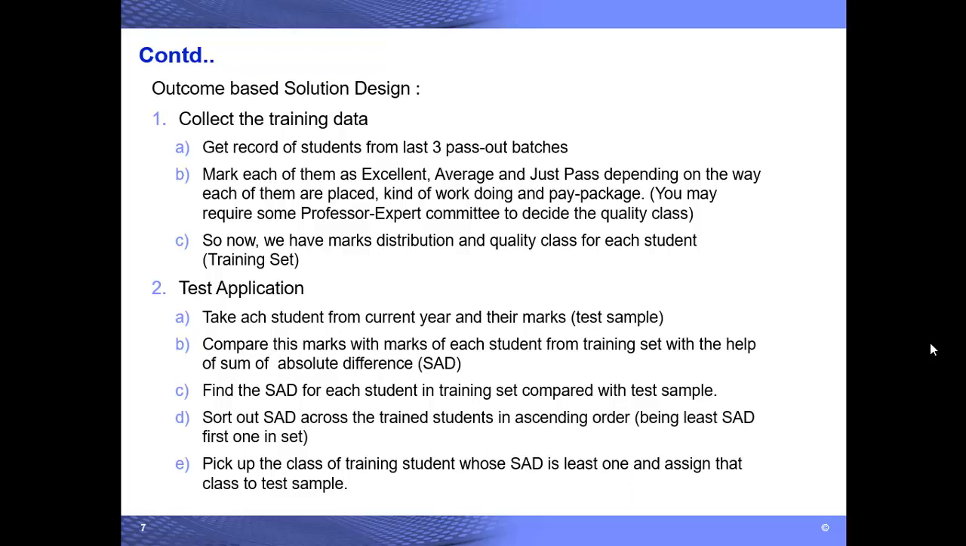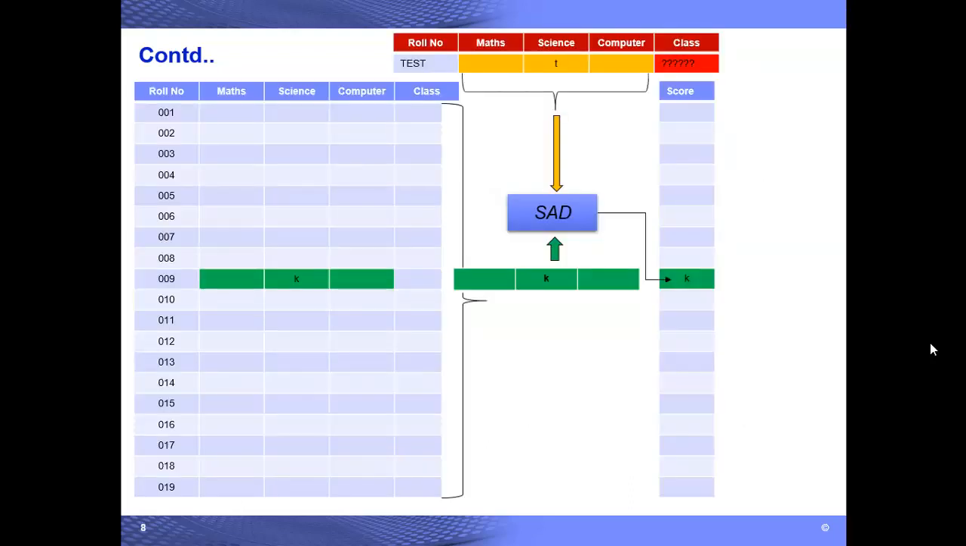Sort the SAD across the training students in ascending order, with the least SAD first in the set. Pick up the class of the training student whose SAD is the least and assign that class to the test sample. So this is the procedure, and let's see how we can visualize that.